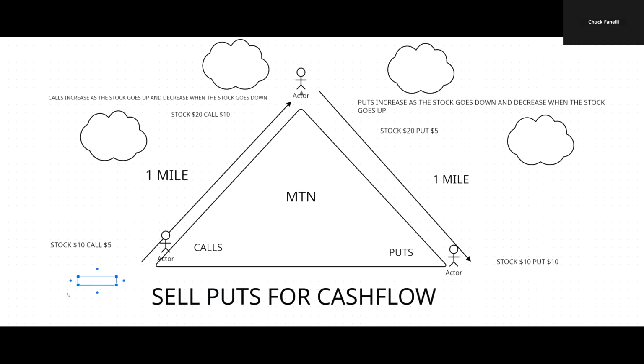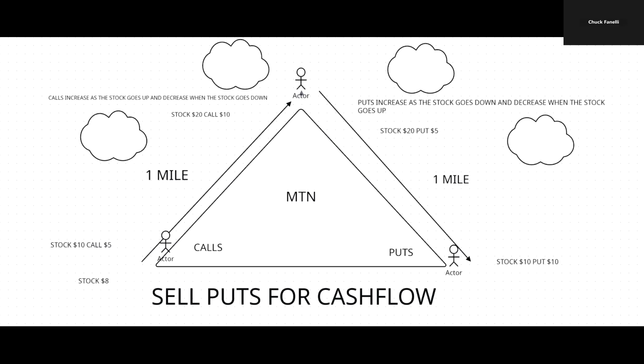Okay, the stock is at $8, and you sell the put. Now remember, when the stock increases, the put decreases in value, because it'll increase only when the stock is going down.